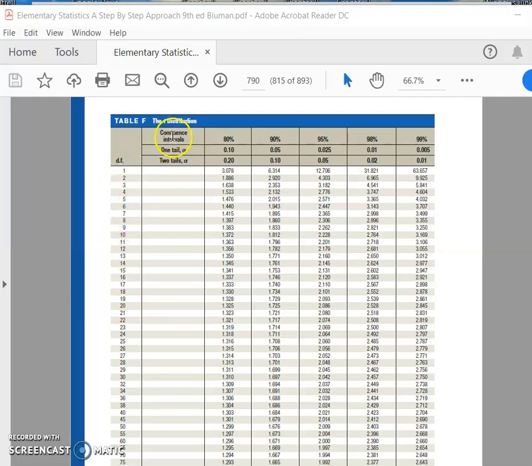Okay, so now when we start doing these hypothesis tests, we're going to use a different part of the table. First of all, we find the degrees of freedom just like before, but then we have to look at it and say, do I want a one-tailed test with an alpha of whatever, or do I want a two-tailed test with an alpha of whatever?